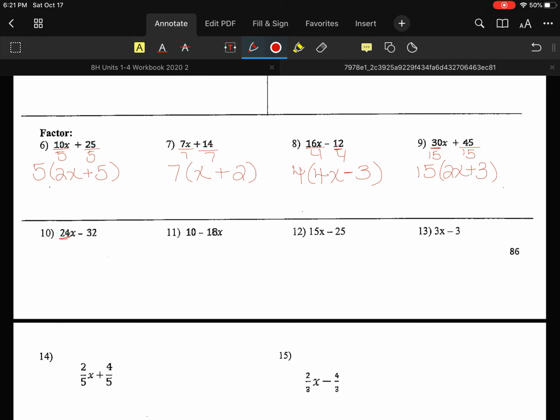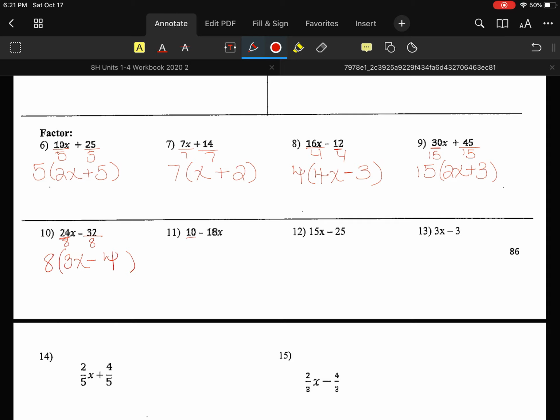Okay? Number 10, we have 24 and 32. So again, I start with the smaller of the two. So 24 can go into 24, 12 can go into 24, 8 can go into 24: 8, 16, 24, 32, and 8 can go into 32. So I'm going to do 8. Again, you want to start backwards with your factors of 24 because you want to use the greatest common factor. 8, 16, 24, so that's 3x. 8, 16, 24, 32, and that would be a 4.